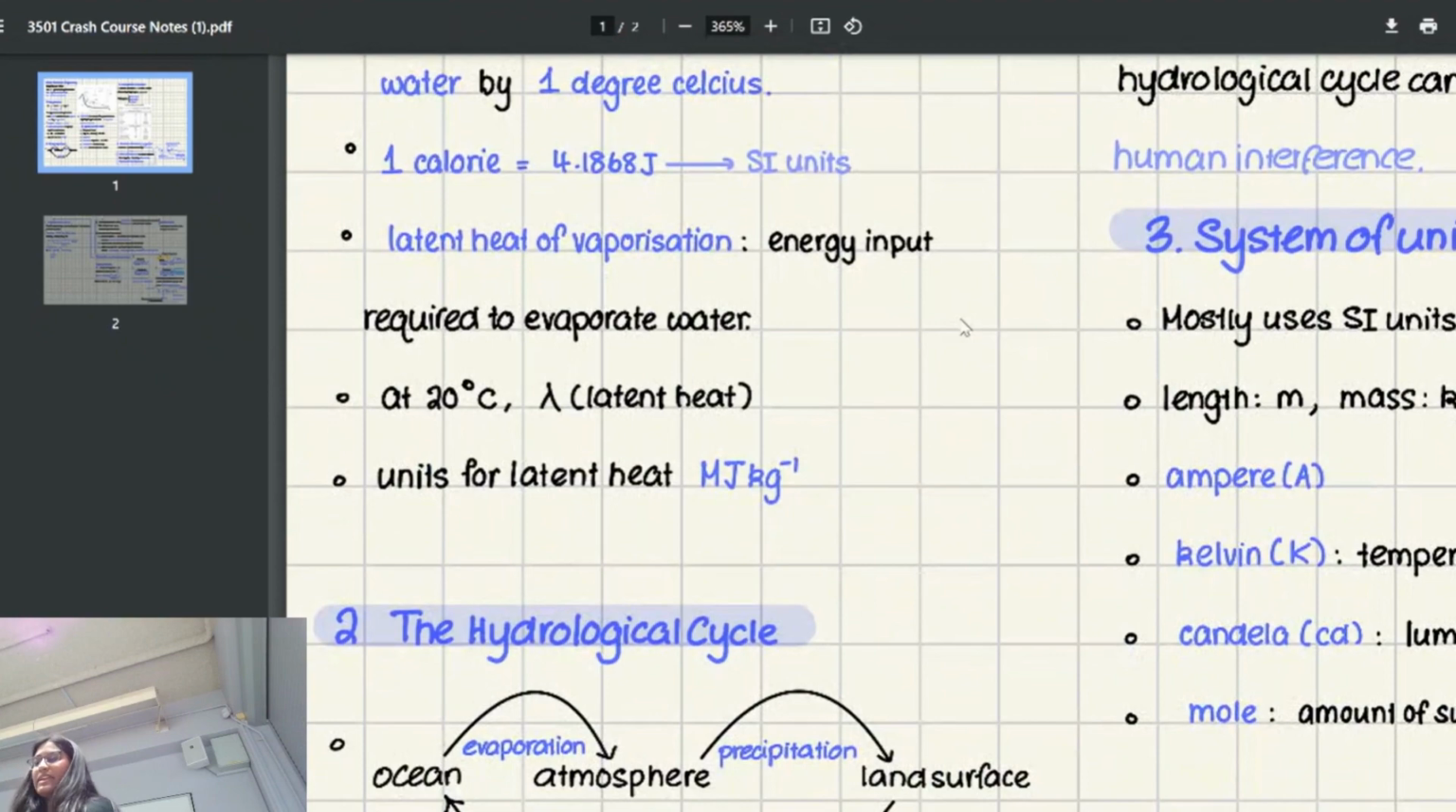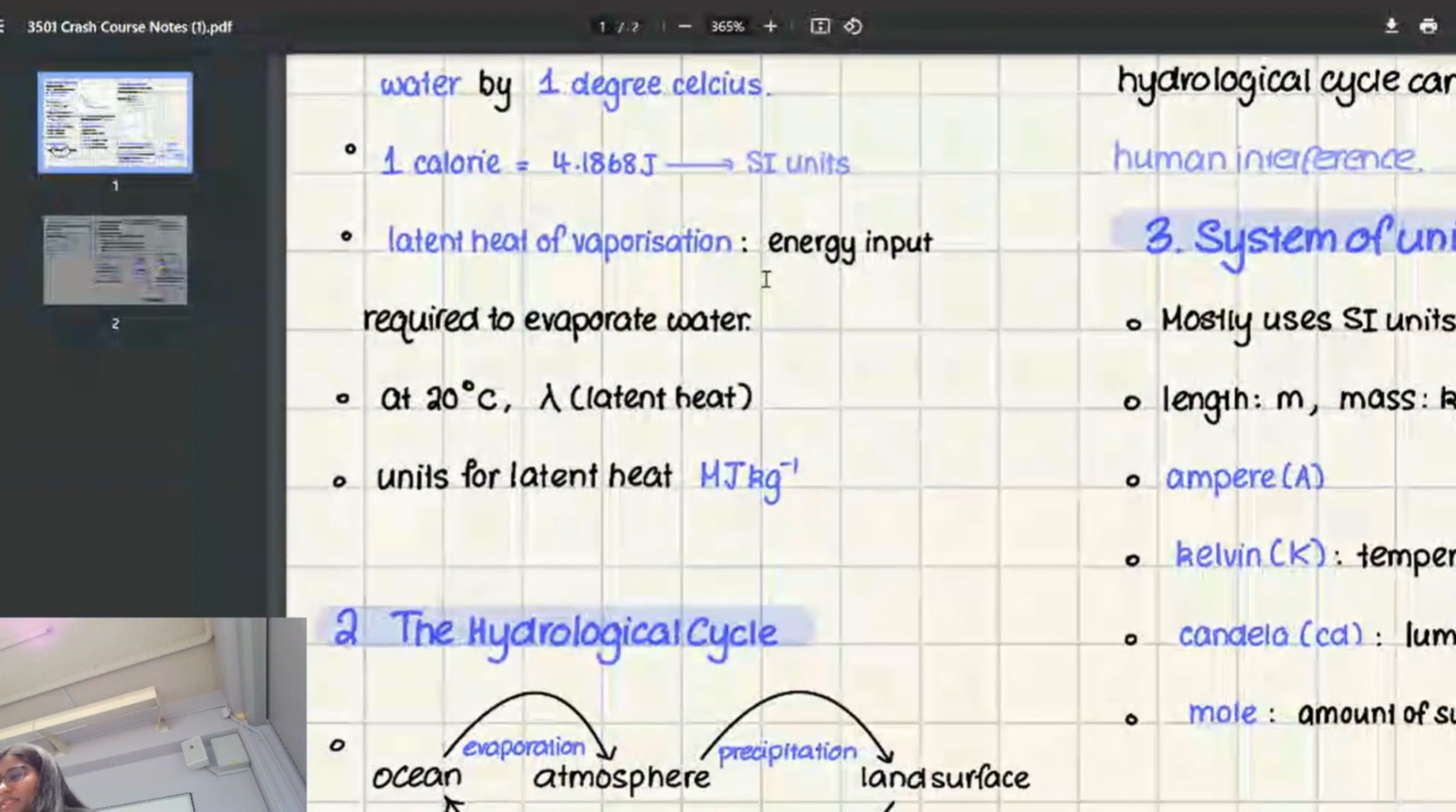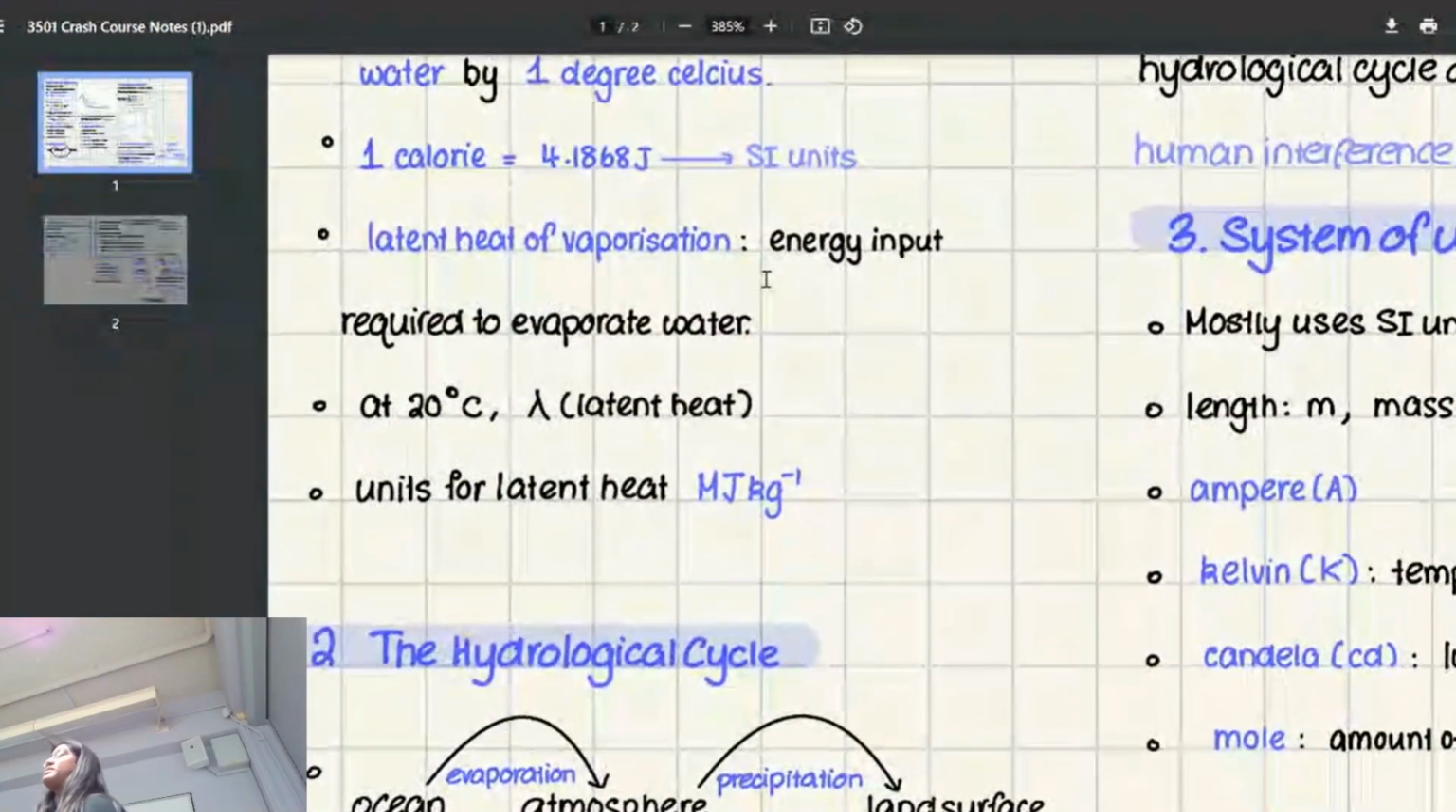Another thing about latent heat that you might want to take note of is that it's specific to water at 20 degrees Celsius, and also the units are megajoules per kilogram. Any questions on that first concept there?